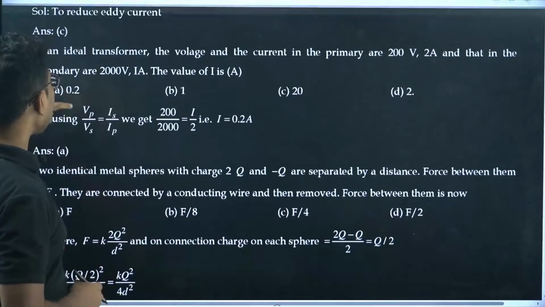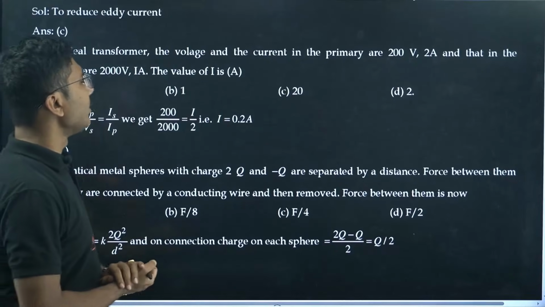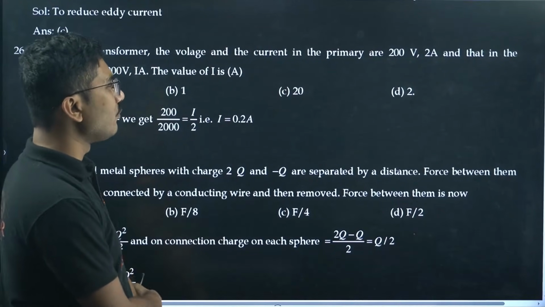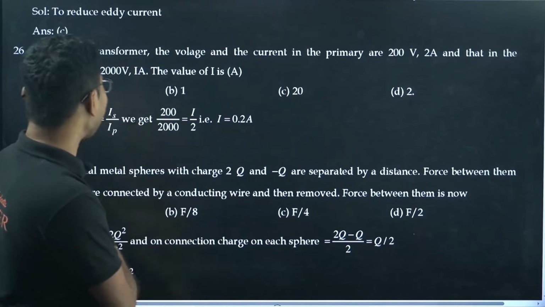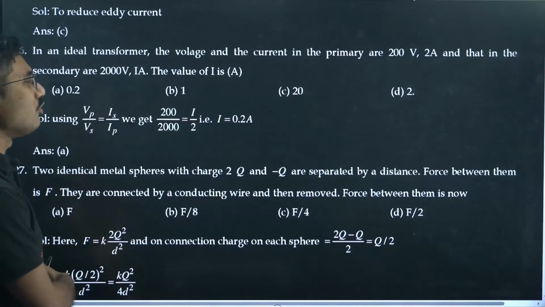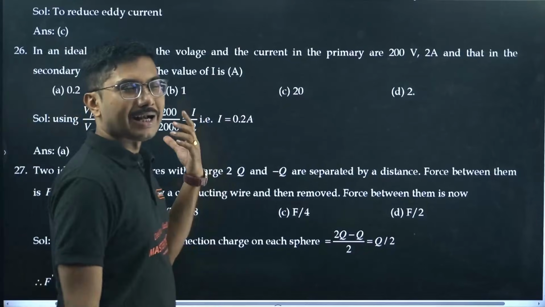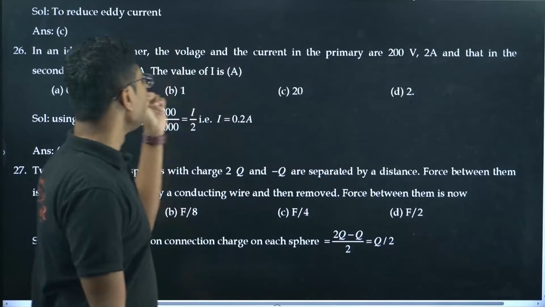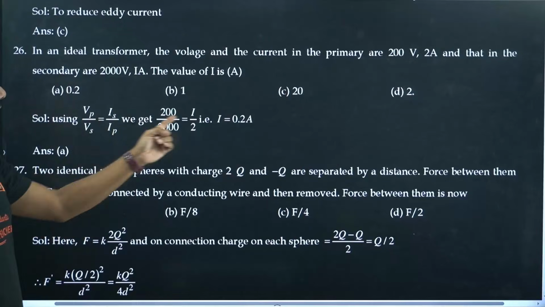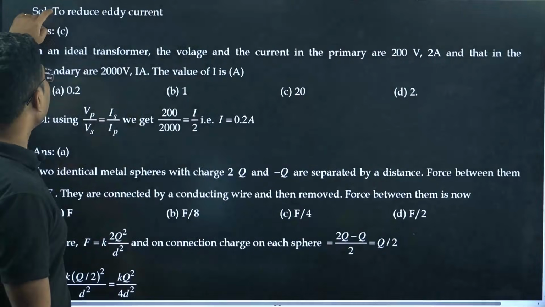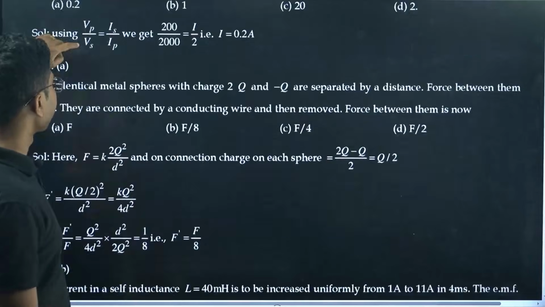Next, in an ideal transformer, the voltage and current in the primary are 200 volt, 2 ampere, and that in the secondary is 2000 volt and I ampere. The value of I? So power in an ideal transformer should be the same. So 200 into 2 will be 2000 into I. From there you can calculate the current to be 0.2 ampere. It will be simply 0.2 ampere.